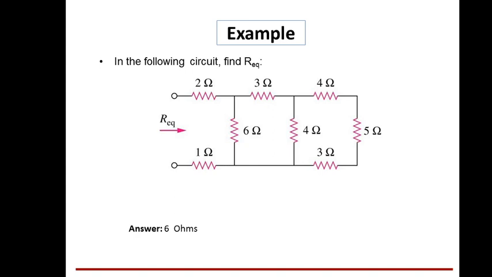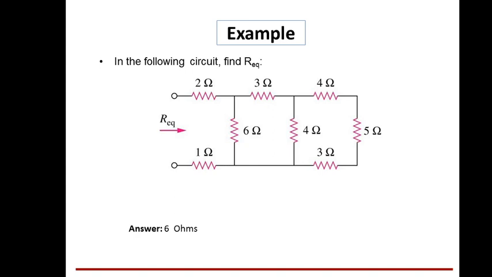And that value is parallel with 4, right? 4 parallel with the 12. So what is the value? 4 into 12 by 4 plus 12, 48 by 16. Total value is 3. Now this 3 is in series with the another 3. So both are series connected. If both are connected in series, how much value is it? Again 3 plus 3 is 6.